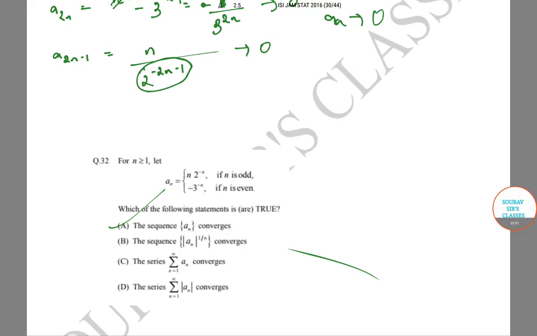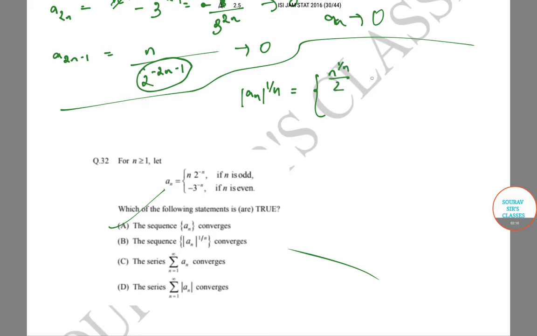The other thing is the sequence |a_n|^(1/n). So what is |a_n|^(1/n)? This is equal to n^(1/n) by 2 if n is odd, and 1 by 3 if n is even.